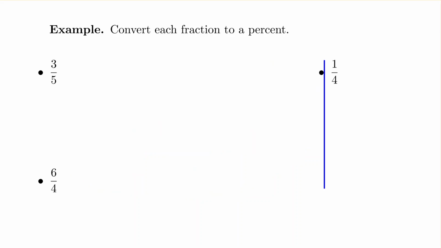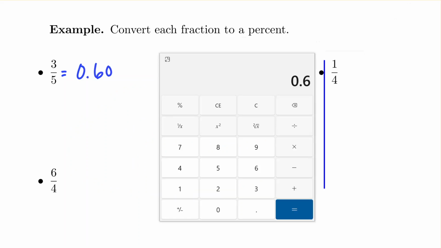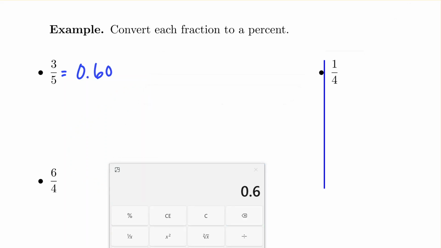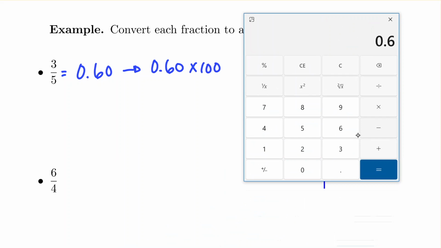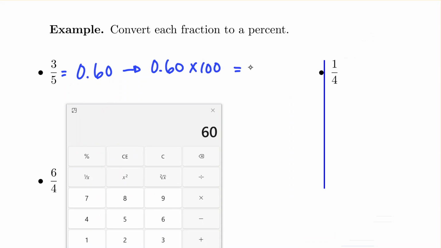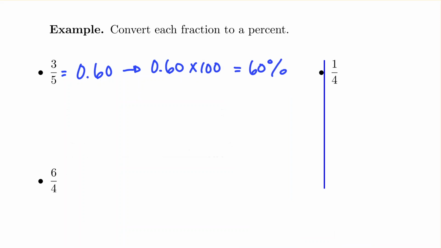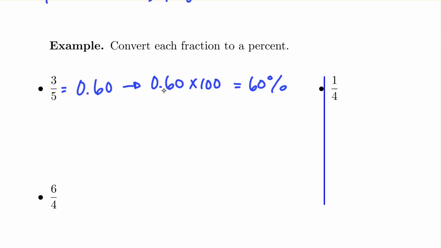To convert each fraction to a percent, we would first type this into our calculator. 3/5 will become 0.60. And then to turn it into a percentage, you multiply it by 100. The same thing could be done by moving the decimal place 2 places to the right. That's the same thing as multiplying by 100. And we get 60%. I know it does say above to multiply by 100. That is the exact same thing as moving the decimal place 2 places to the right, so just whichever you prefer.